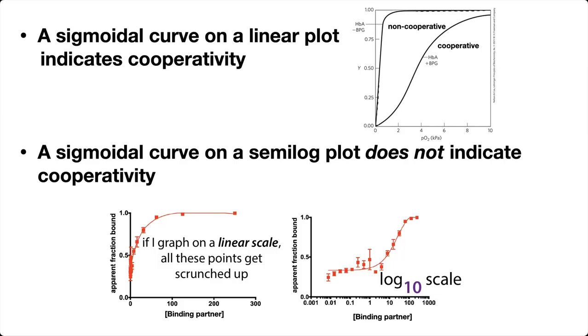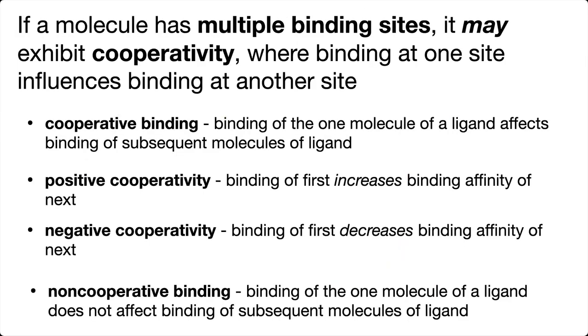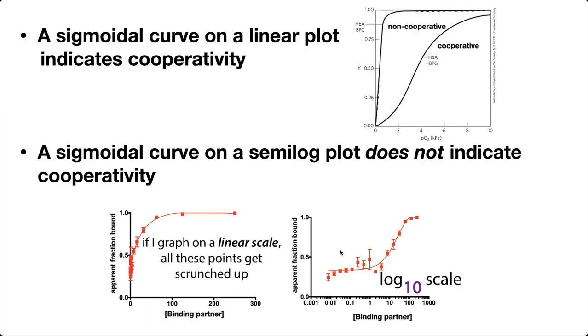But if you see a sigmoid on a semi-log plot, that does not indicate cooperativity. So what is cooperativity? Basically, we have the potential for cooperativity if we have multiple binding sites. That doesn't ensure that we'll have cooperativity, but if you have a single binding site, you're not going to have cooperativity. So if you have a single binding site and you see a sigmoid, you should be like, oh, that is probably a log scale.